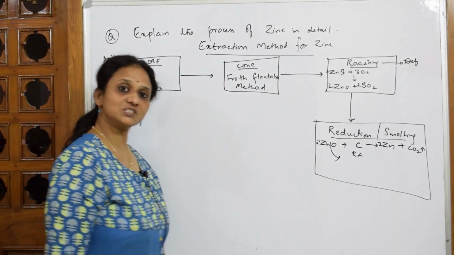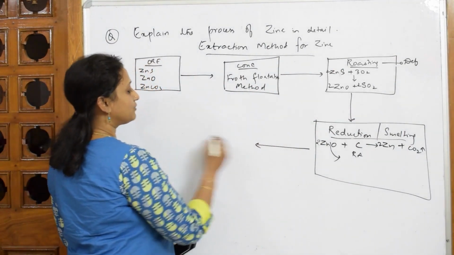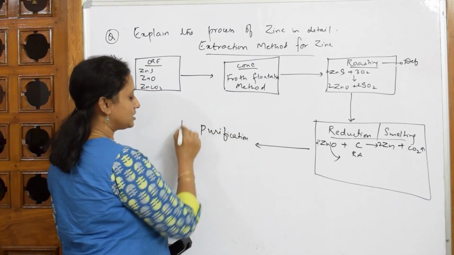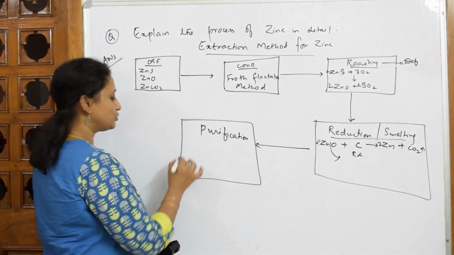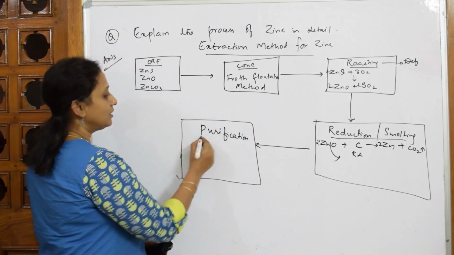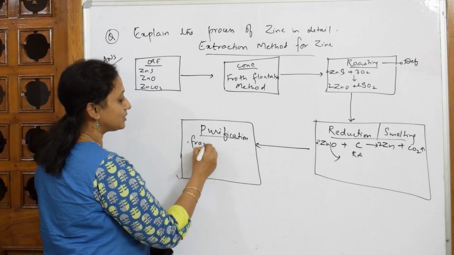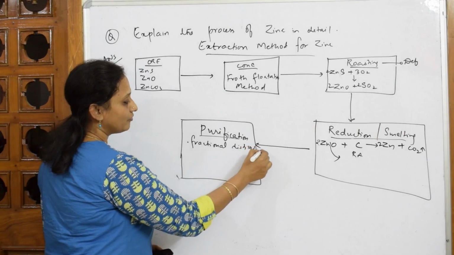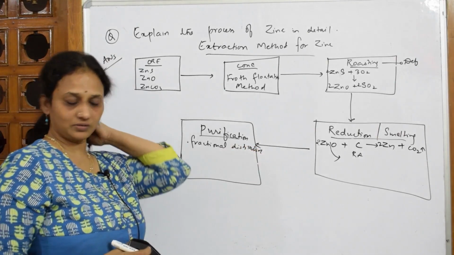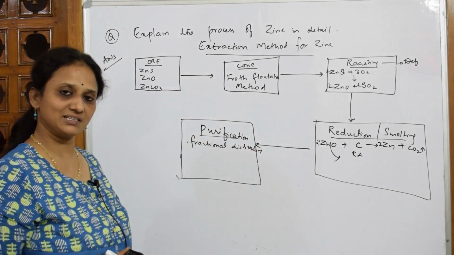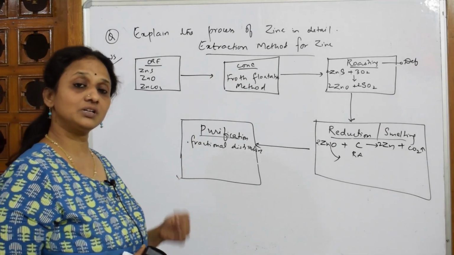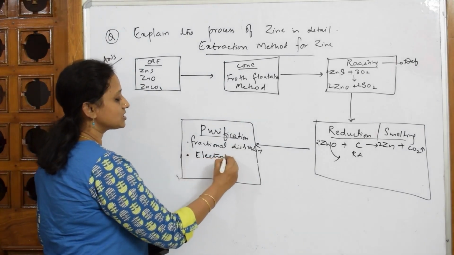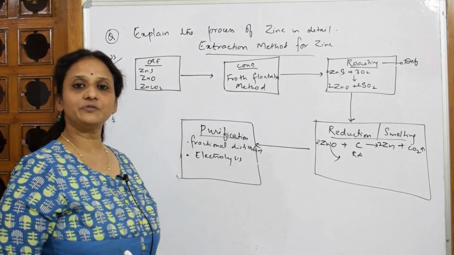Now after the reduction or smelting process, I am going to take it for the purification process. In this purification method, I am going to show you two important concepts. One is the fractional distillation method, where I take the zinc along with the different metals and separate them based on the difference in boiling points. After that, I am going to show you the electrolysis method. With this, I'm done with the purification of zinc.